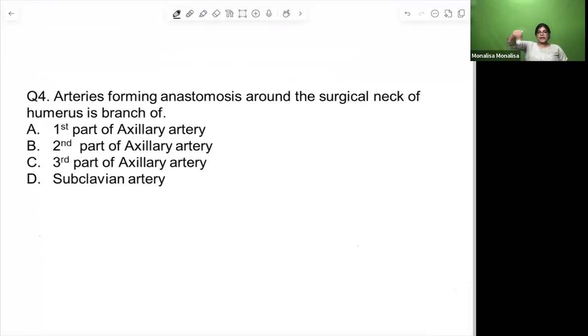Now, arteries anastomosing around the surgical neck of the humerus. What is the name of the artery which anastomoses around the surgical neck of the humerus? And it is a branch from which part of the axillary artery? No, no. What is the name of the artery which winds around the axillary artery? Don't worry, I will explain.